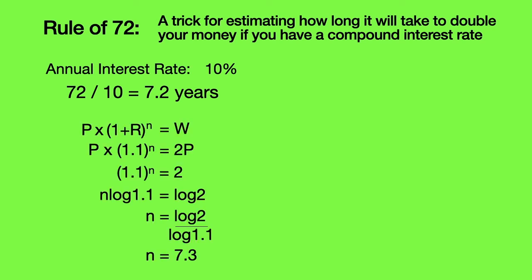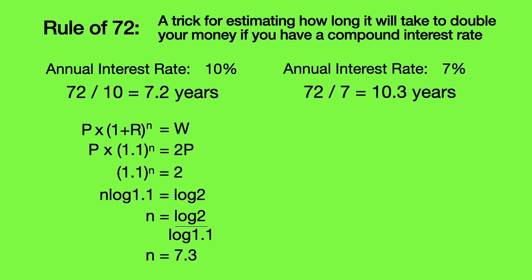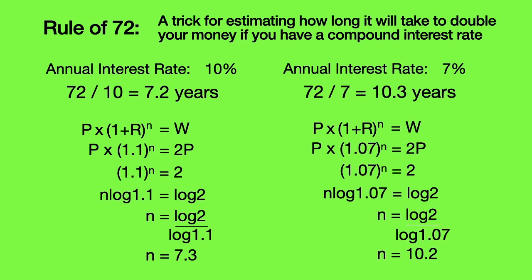And below, if you did want to see the proof, we can just put that into the formula that we used before, and you can see that the number of compounds is actually going to be 7.3, which is very close to that 7.2 that you get from the rule of 72. And if you want another example, then you can use the example of 7%, and that's going to get you 10.3 years. And again, that proof will get you pretty close with the number of compounds as 10.2.